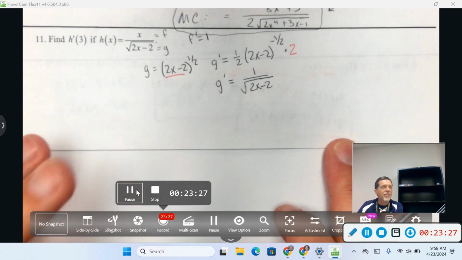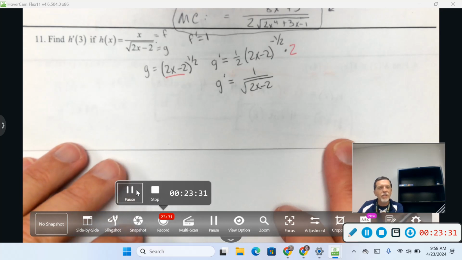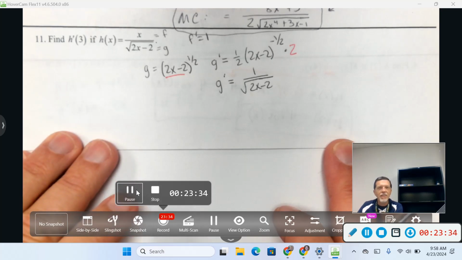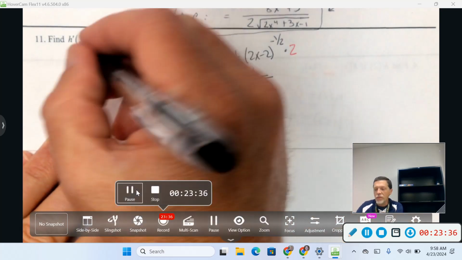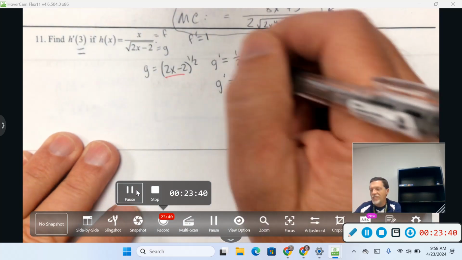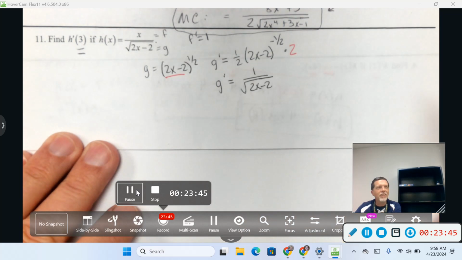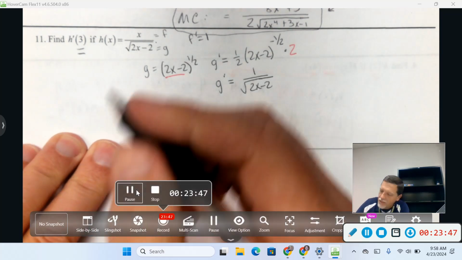Okay, but now I've got to kind of zoom out. And why was I doing that? What else is going on here? I will have to plug in 3, but I'm not to that point yet. I got my pieces, but then overall there's a quotient rule thing going on. So I got to do the quotient rule and then plug in 3.